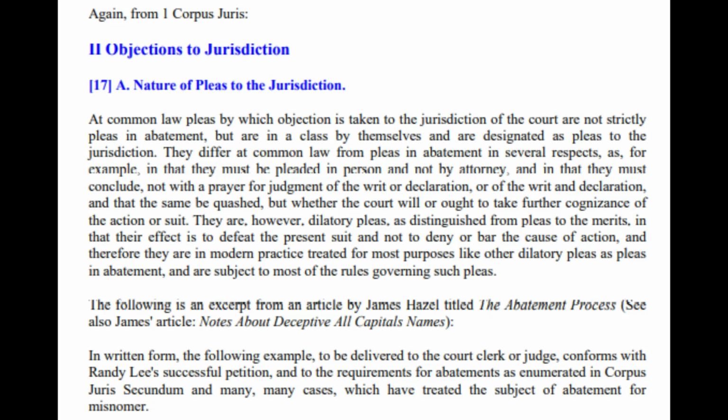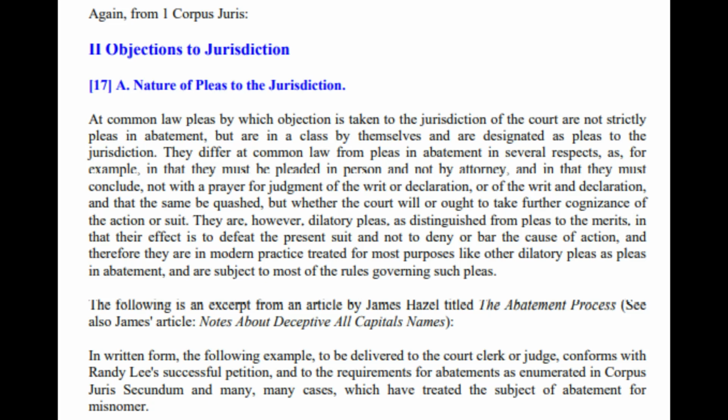So dilatory would be a plea to waste time, apparently, and then distinguished from pleas to the merits, speaking about their clerical errors, essentially canceling out their merit in general, and that their effect is to defeat the present suit and not to deny or bar the cause of action, and therefore they are in modern practice treated for most purposes like the other dilatory pleas or pleas in abatement, which is what this would be as well, and are subject to most of the rules governing such pleas. The following is an excerpt from an article by James Hazel titled The Abatement Process.